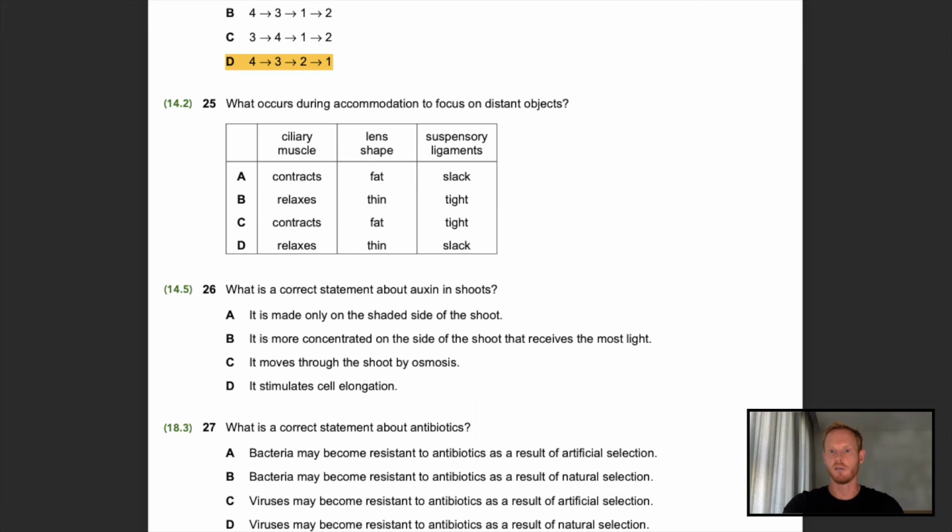Number 25. What occurs during accommodation to focus on distant objects? So when focusing on distant objects, the ciliary muscle relaxes and widens, putting tension on the suspensory ligaments, which pull on the lens and make it thinner. So the correct answer here is B.